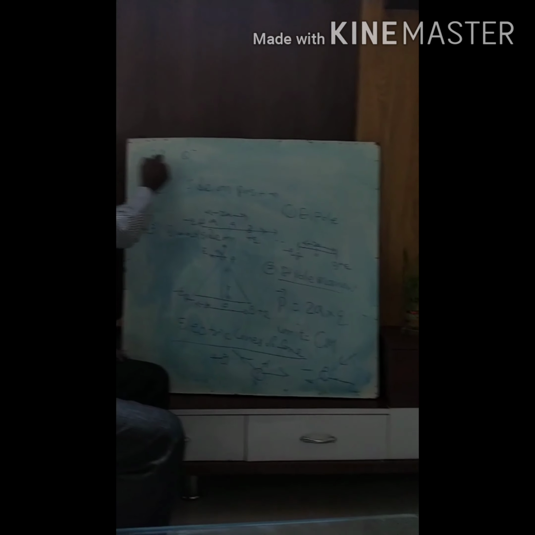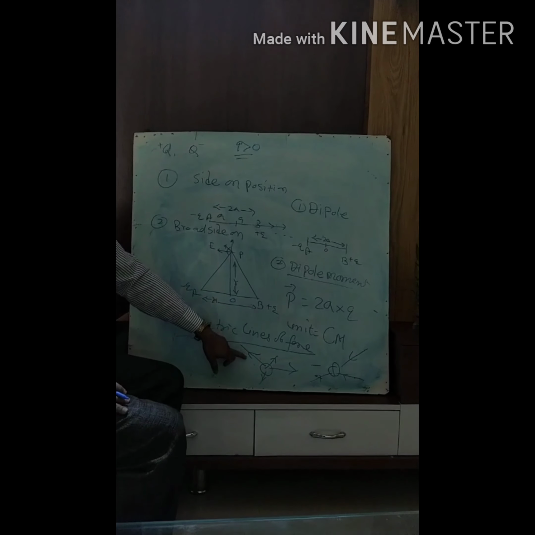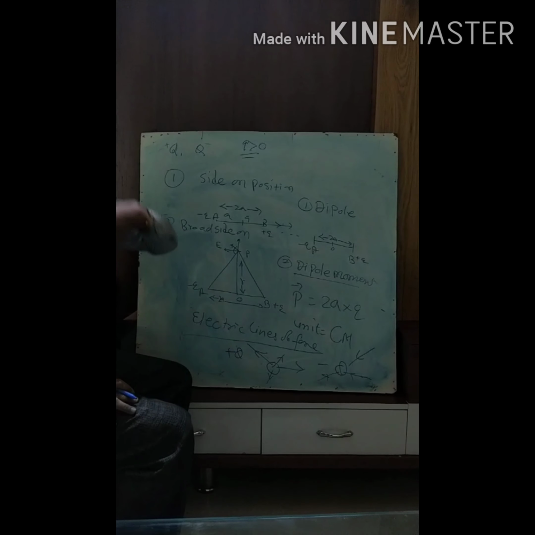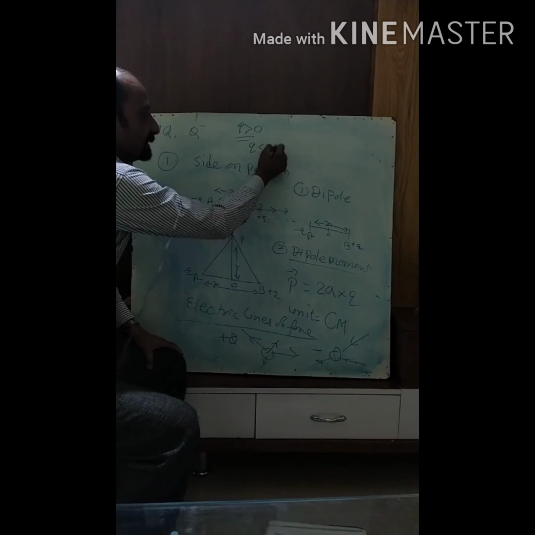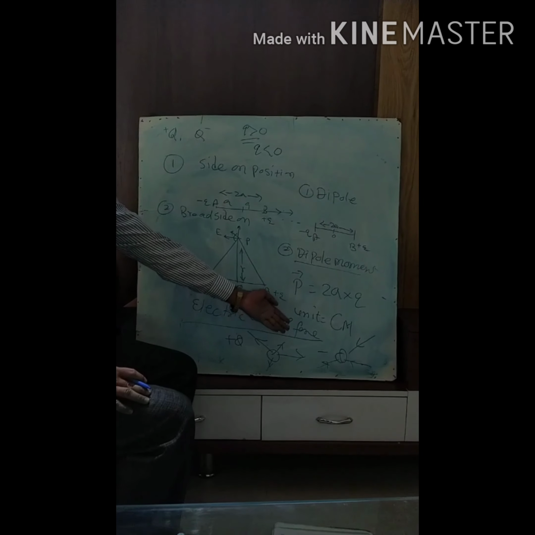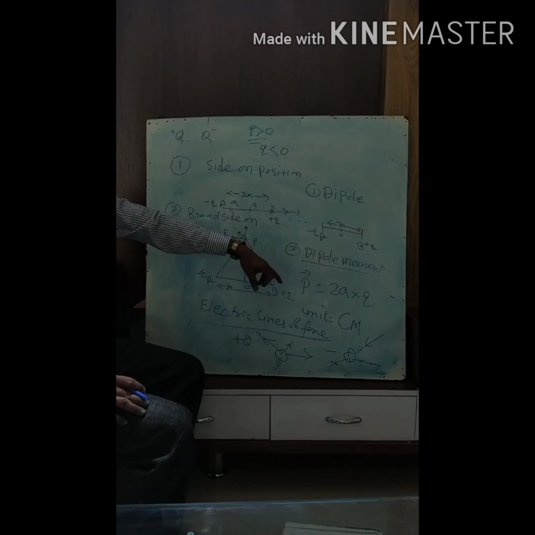So here, for Q greater than 0, draw the electric lines of force. You have to draw them outward for the positive charge, and for the negative charge, or Q less than 0, you have to draw them inward. These two structures are very important, they are asked in the 1 mark question every time.